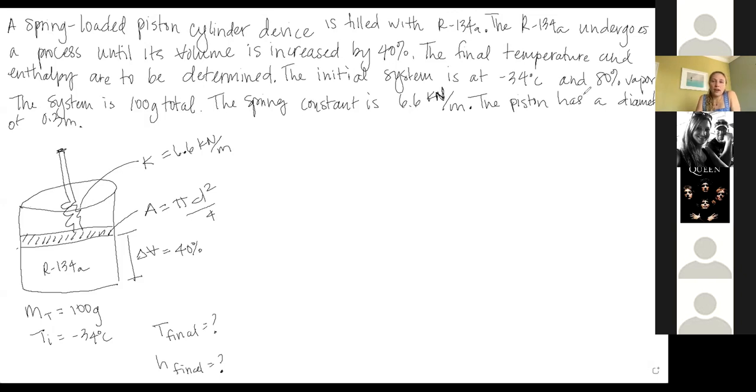We're told that we have 80% vapor, which also means that we are a saturated liquid vapor, initially at least. So our initial quality is 0.8. The term quality means that we're a saturated liquid vapor. I believe that's all that we know from our starting problem statement.